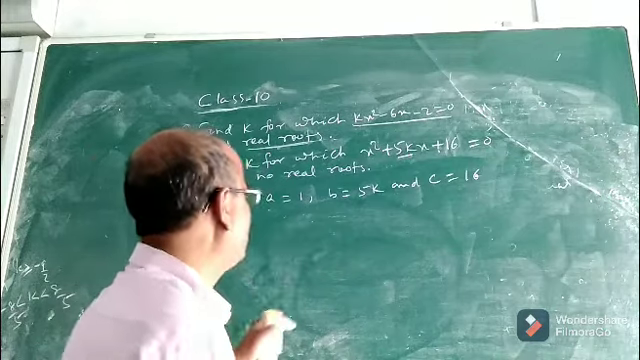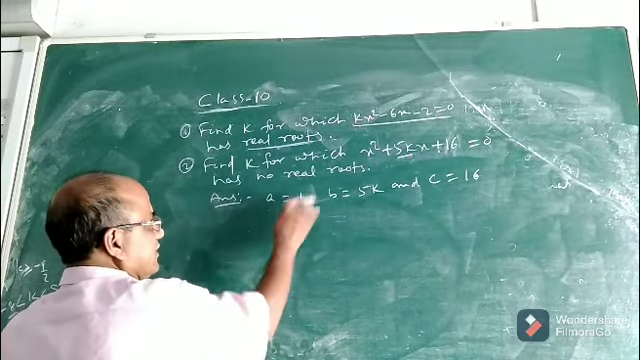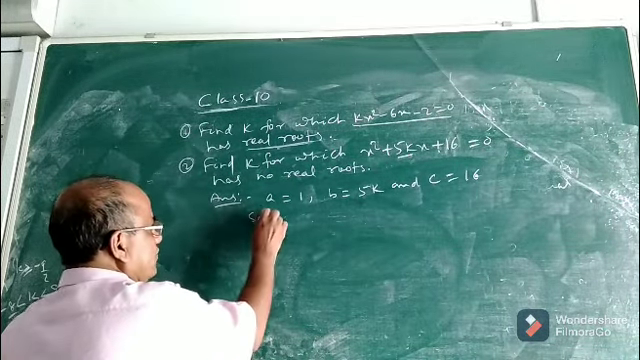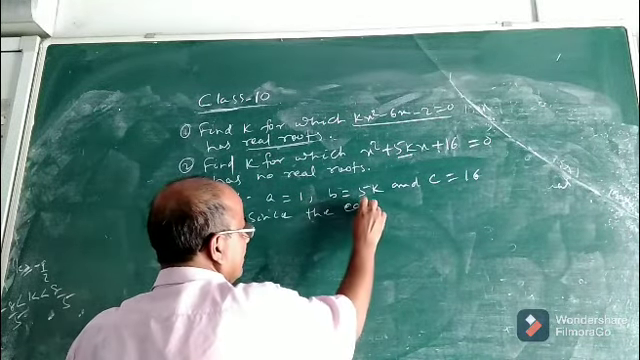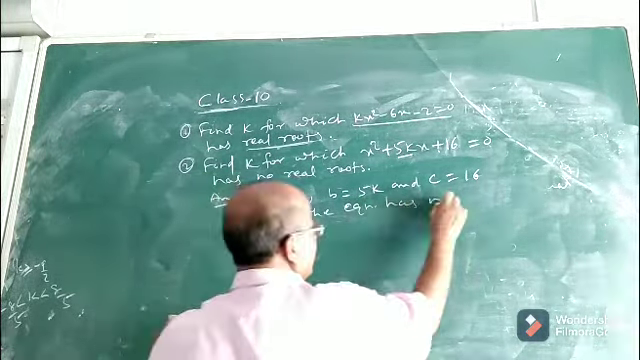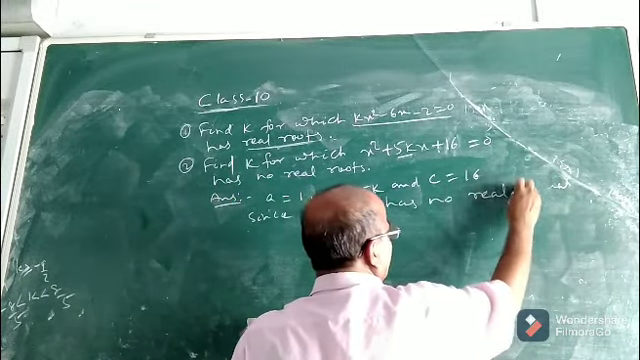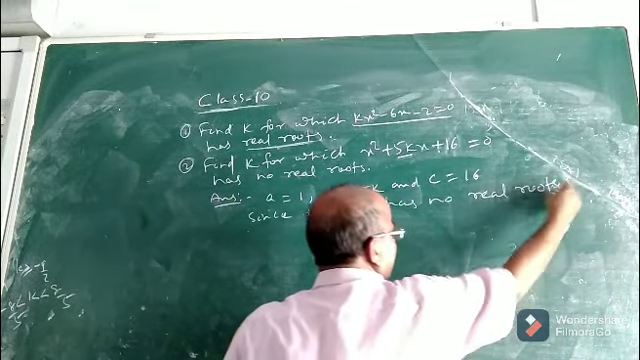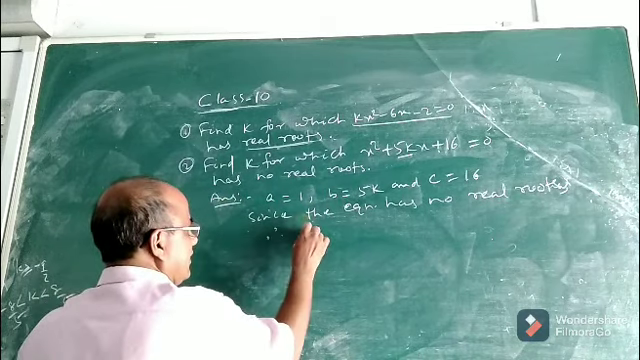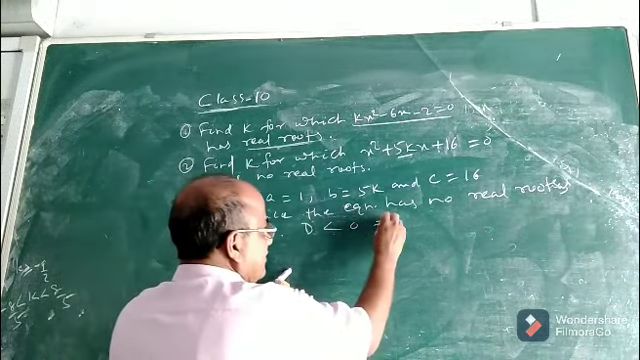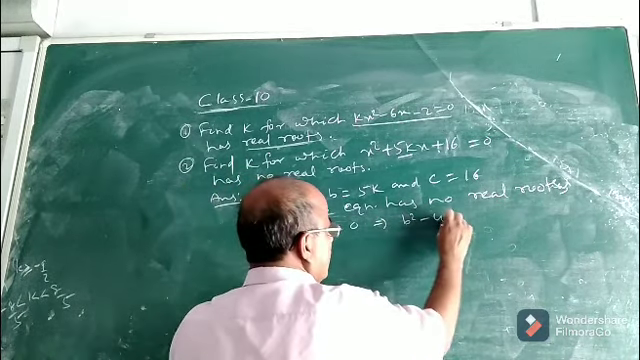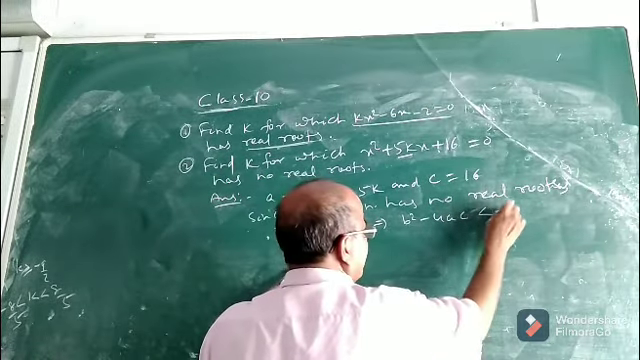Now, what is the condition? It has no real roots. Since the given equation has no real roots, we will apply what condition? Therefore, the discriminant must be negative, that is less than 0. That means b square minus 4ac is less than 0.